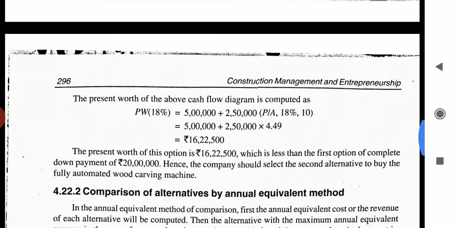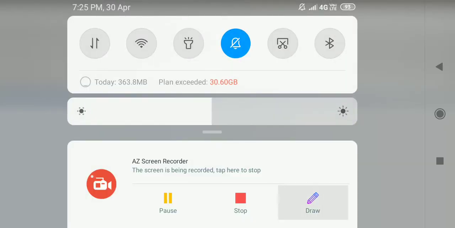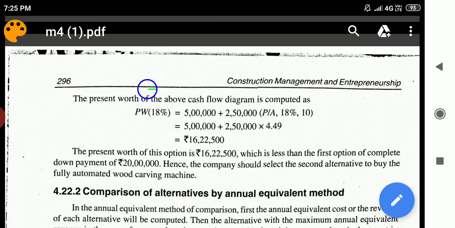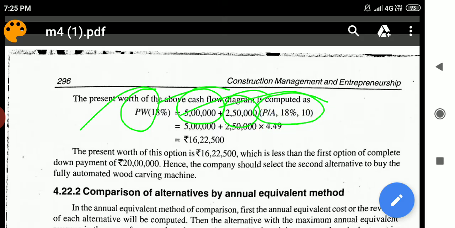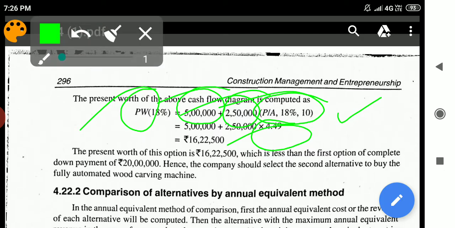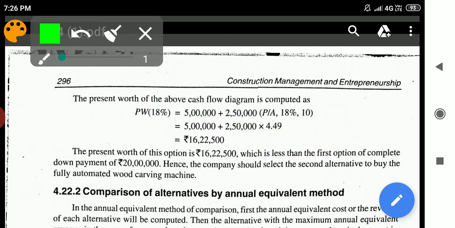So the present worth formula, you people have to check in the notes, PW formula is P plus annual installment into P by A, comma 18%, comma 10 years. See the corresponding factor and you will get 4.49. By using all of these, you will get the present worth at the interest rate of 18%.